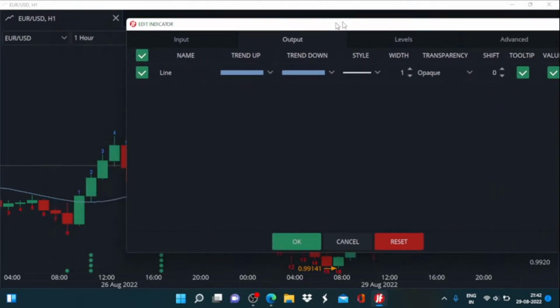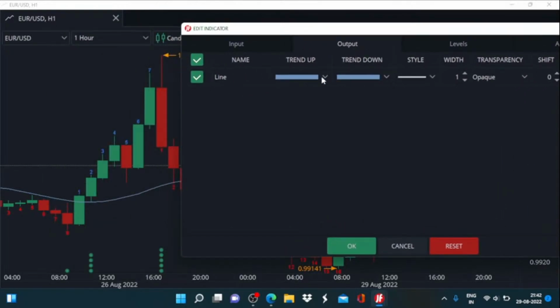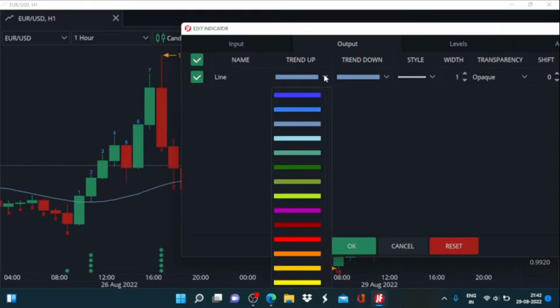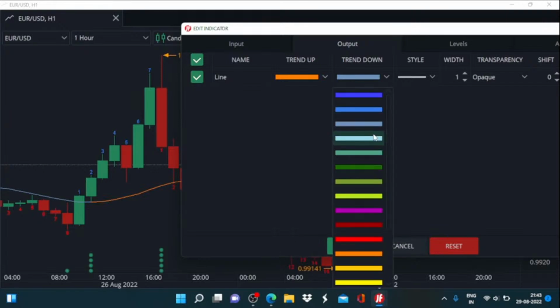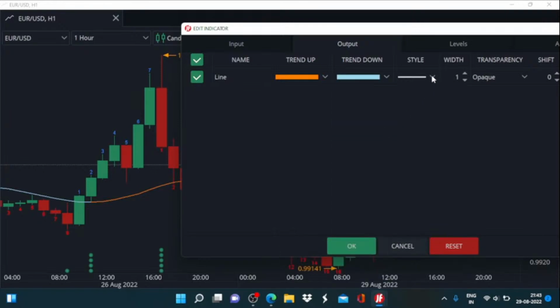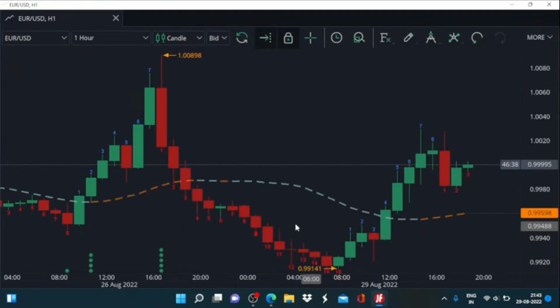Now for making this line look more aesthetic, we can style it up. We have these options provided to us. You can color it. For trend up, you can opt for a different color. For trend down, you can go for a different color combination. The width can also be increased. If you think it is looking too prominent, then you can decrease its transparency. If it is too low, then you can opt for some middle value.